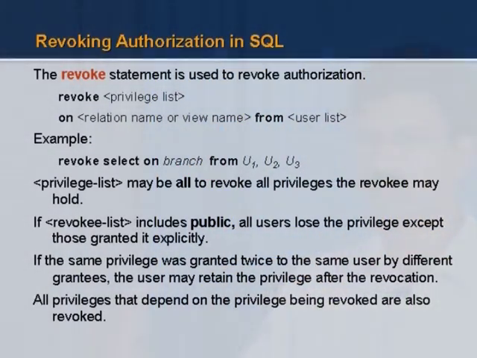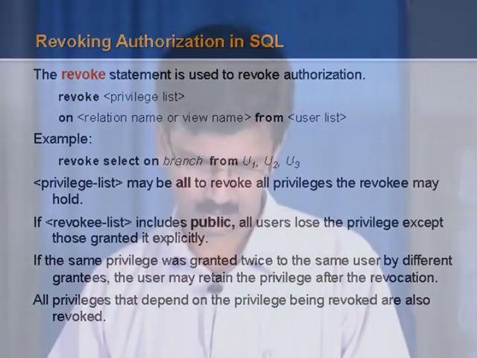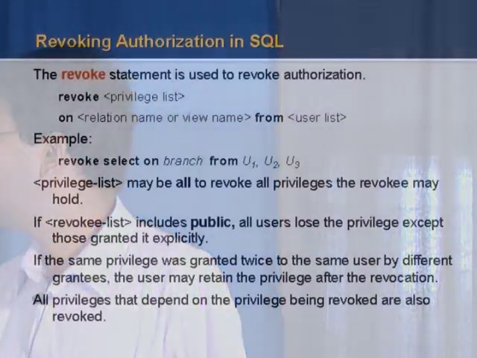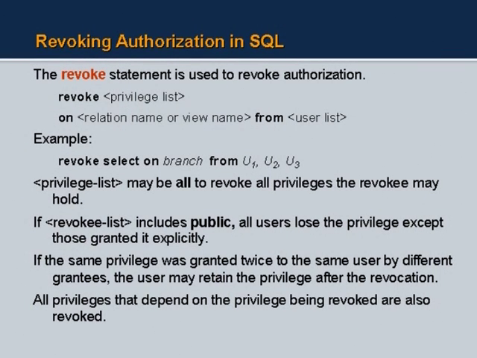In the exercises today, you can play around with this. In fact, if the same privilege is granted twice to the same user by different grantors, it's not grantees or grants, it should be grantor in this case. If you got the privilege from two different grantors, and one of them revokes it, you may still have it because the other guy granted it to you. And some privileges are dependent on other privileges, and if you lose one, you will lose the other.